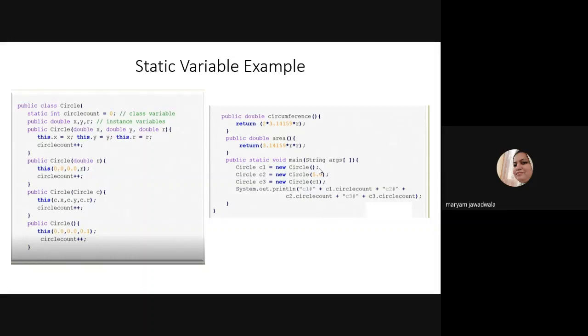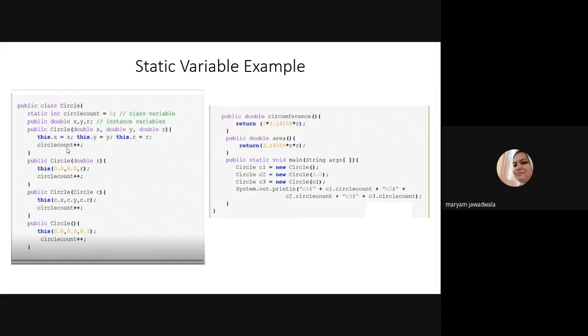Public Circle. This is nothing but the parameterized constructor with three parameters, and I'm using the this keyword as well. The second statement of this constructor is circleCount++. Hope you understand the meaning of this. I'm just increasing the circle count by 1.